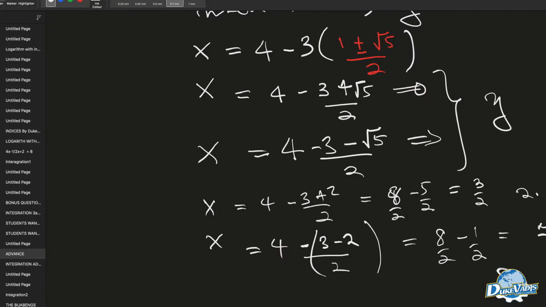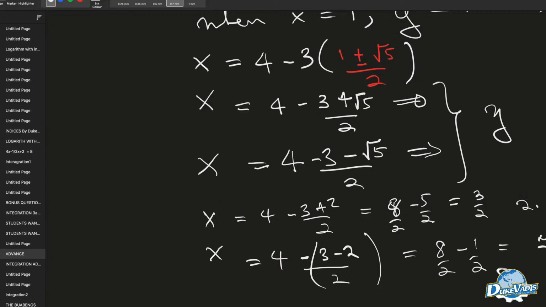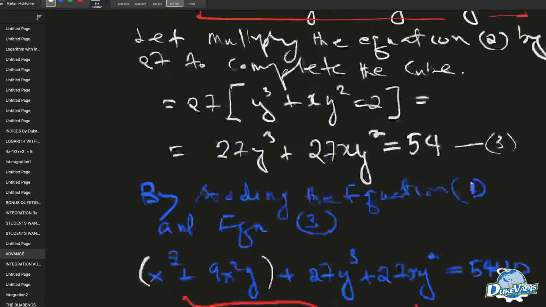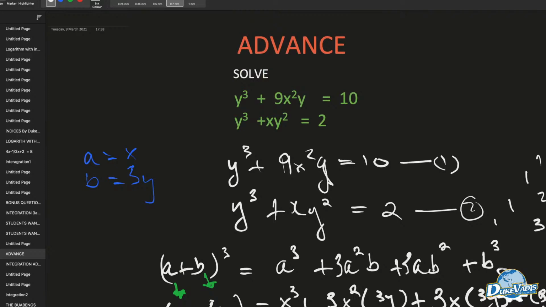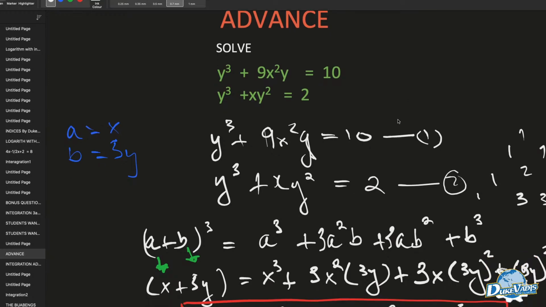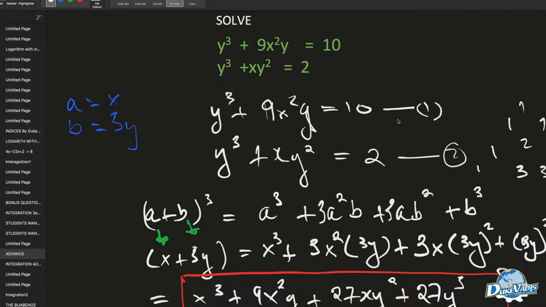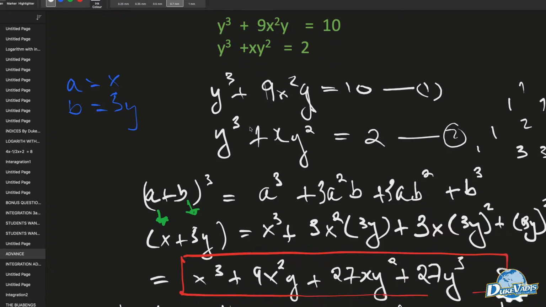Now, let's recap and see how we got our answers. In the first place, there's the question given to us. If you look at the question, we have x cubed plus 9x squared y equal to 10, and y cubed plus x y squared equal to 2. If we were to make one of the cubes the subject and substitute, it would be a long way to break the equation. So whenever a question of this sort is given, we have to inspect it vividly. That will always give us the clue how to go about it.